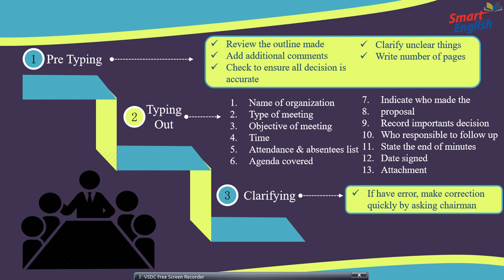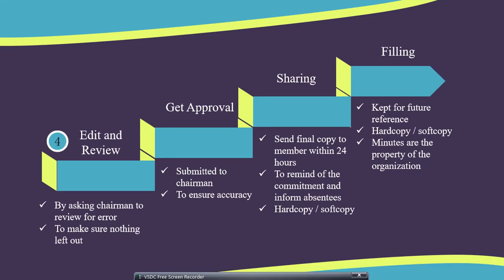Next, we go to the third point, which is clarifying. In this point, if the minute taker is unsure or if there is an error in the notes, make the correction quickly. The correction must be done by asking the chairperson or talking to the other members. Next, we move to the fourth point, which is editing and review. In this point, the minutes need to be edited and reviewed by asking the chairperson or someone else who attended the meeting to review them for errors. This is to make sure nothing is left out, to ensure brevity and clarity, and lastly to ensure the minutes are easy to read.